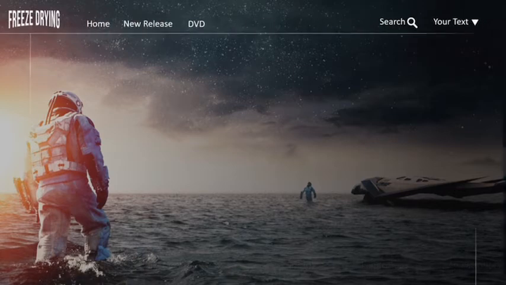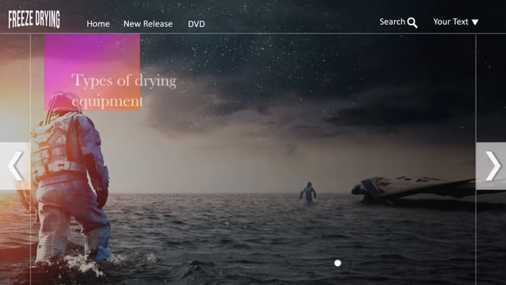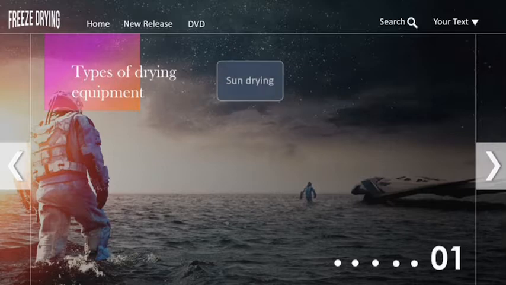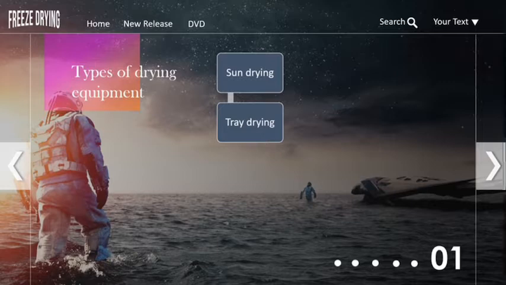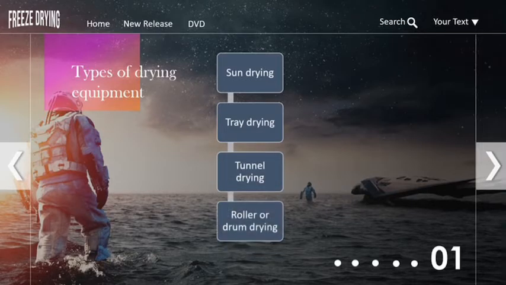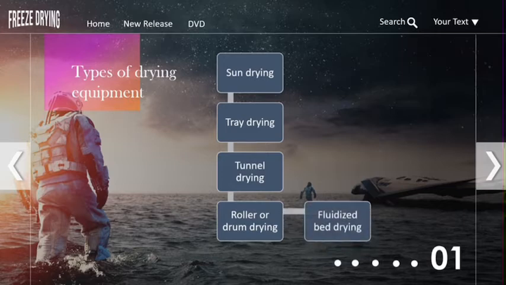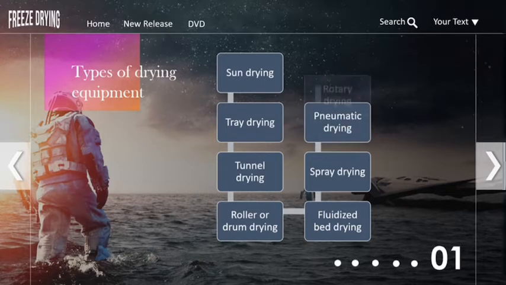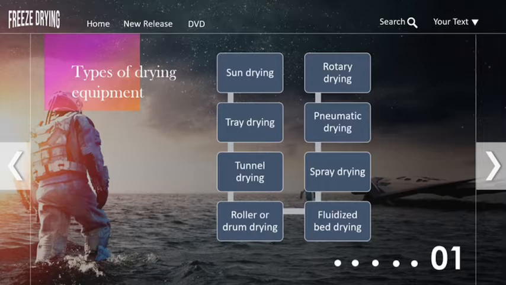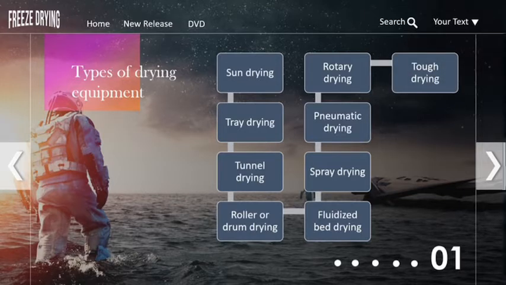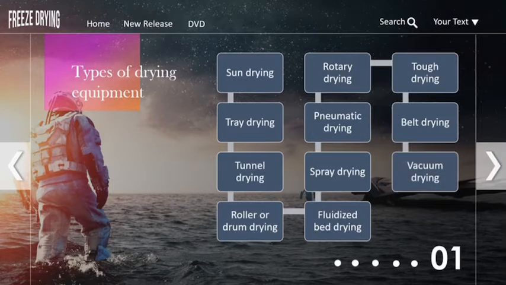There are many types of drying equipment, such as sun drying, tray drying, tunnel drying, roller or drum drying, fluidized bed drying, spray drying, pneumatic drying, rotary drying, tuff drying, belt drying, vacuum drying, freeze drying.